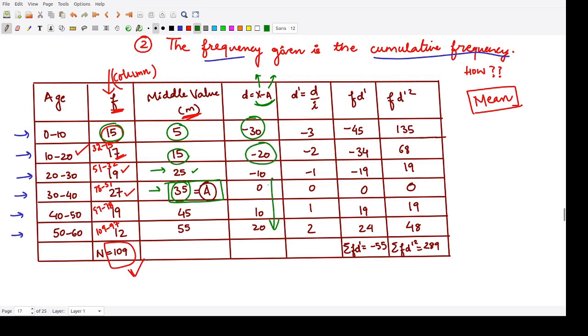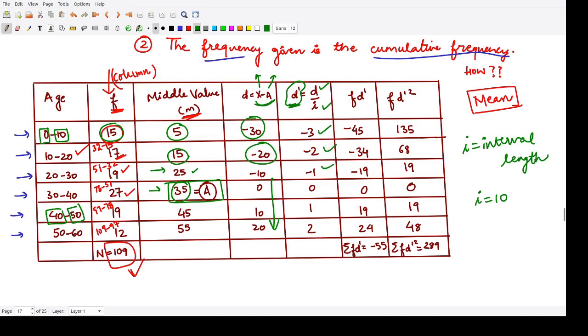Complete this column. Then you compute d dash. d dash is d divided by i. i is what? i is the interval length. Interval length is upper limit minus lower limit. So upper limit is 10, lower limit is 0. So i value is 10. You see 50 minus 40 is also 10. So this is constant for every class interval. So we compute d dash from here. d dash is d divided by i. So that is minus 30 by 10, that is minus 3, minus 2, minus 1, and so on.